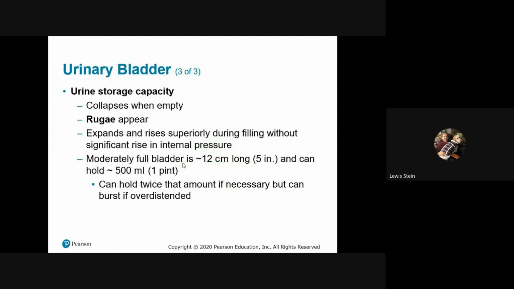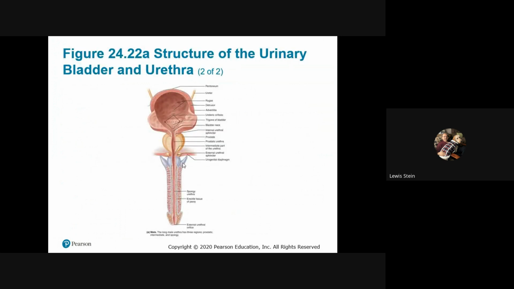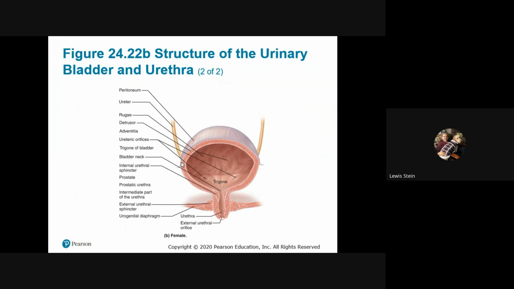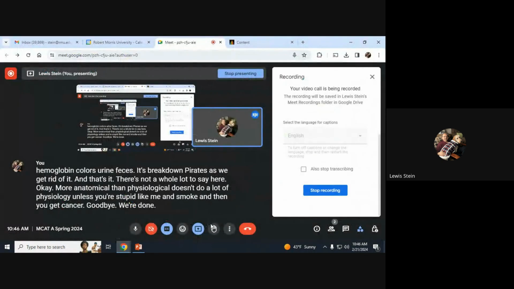More anatomical than physiological. It doesn't do a lot of physiology unless you're stupid like me and smoke, and then you get cancer. Goodbye. We're done. Moral of the story is don't smoke.